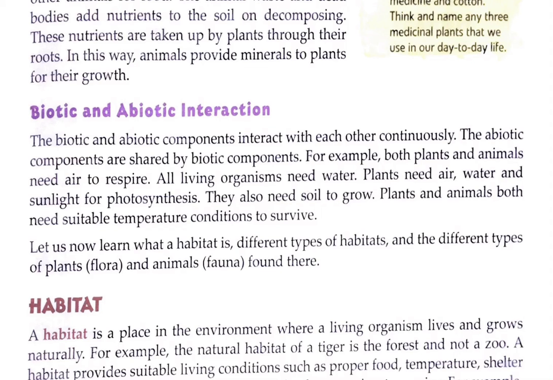Now, let us learn what a habitat is, the different types of habitats, and the different types of plants as well as animals which are found there.